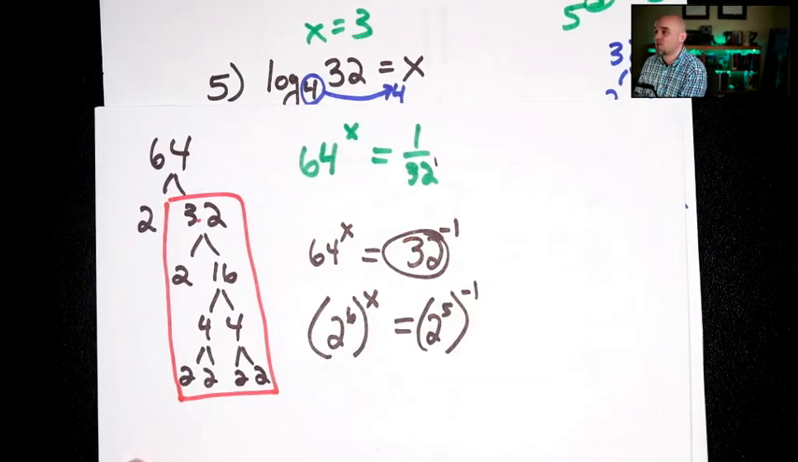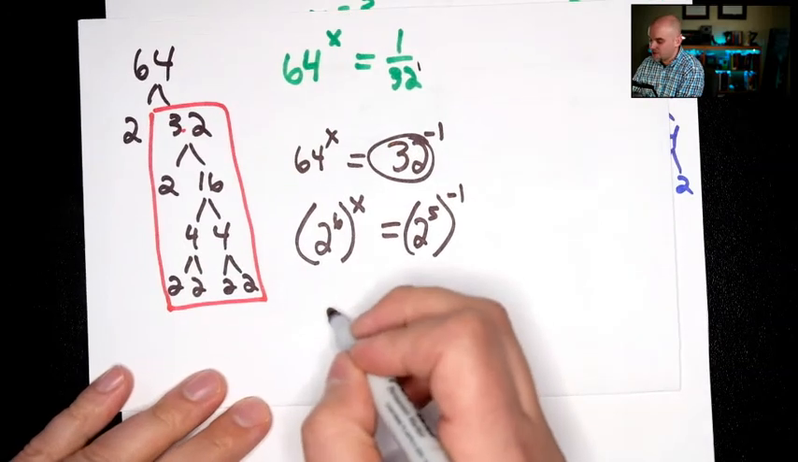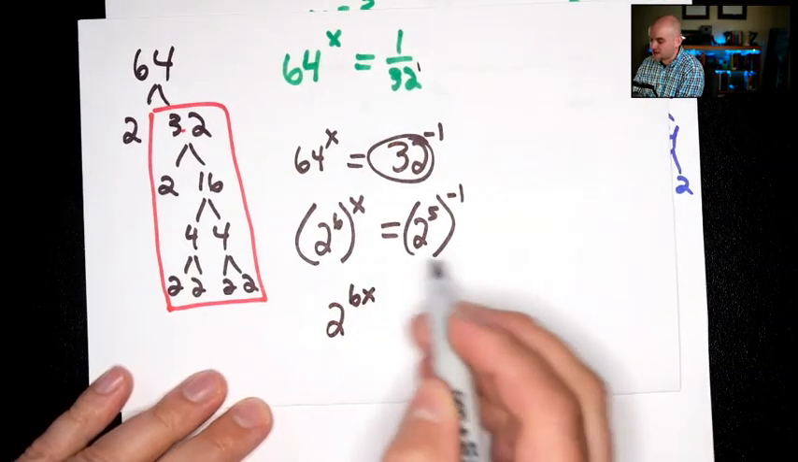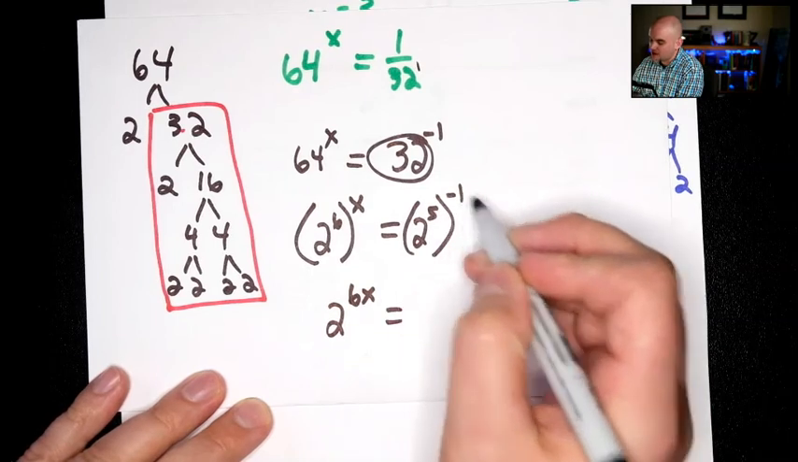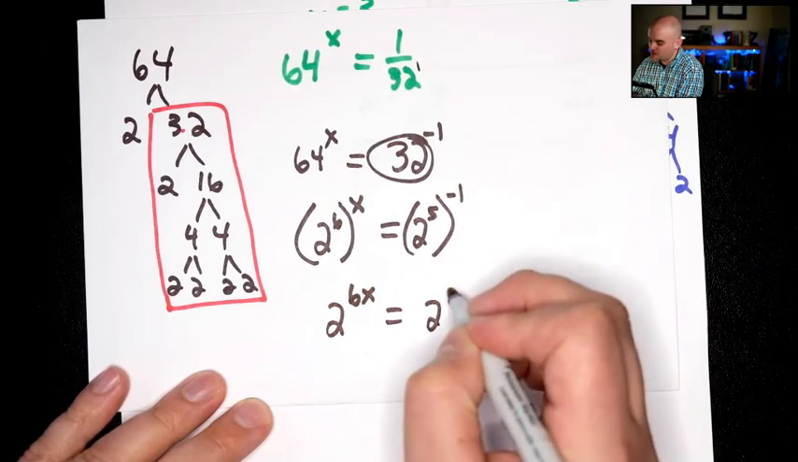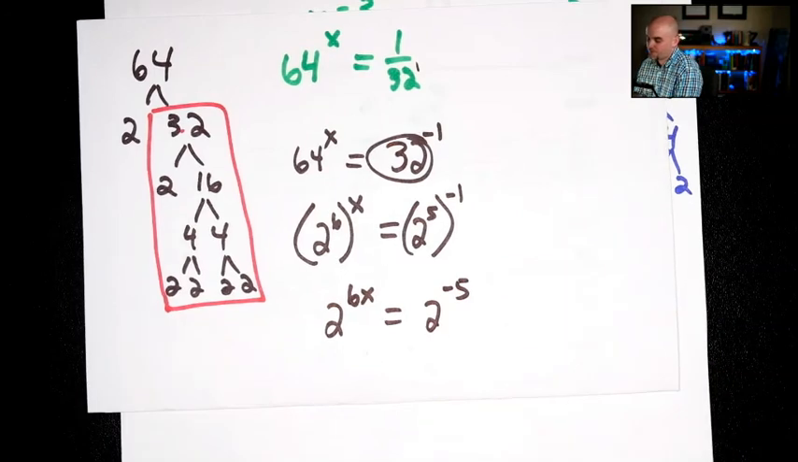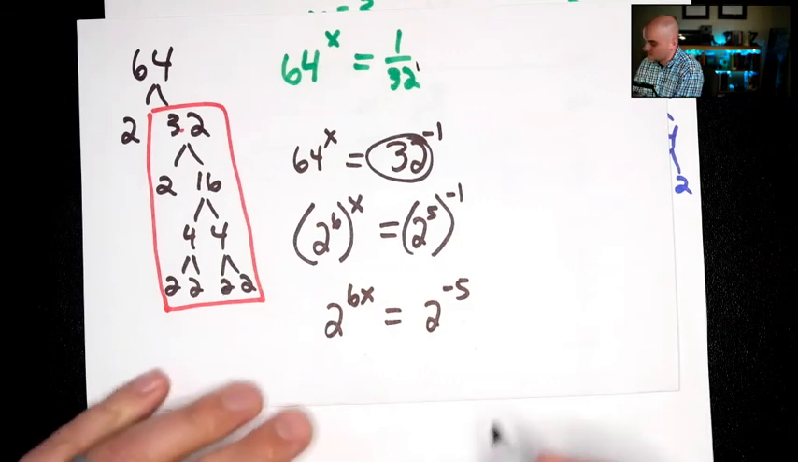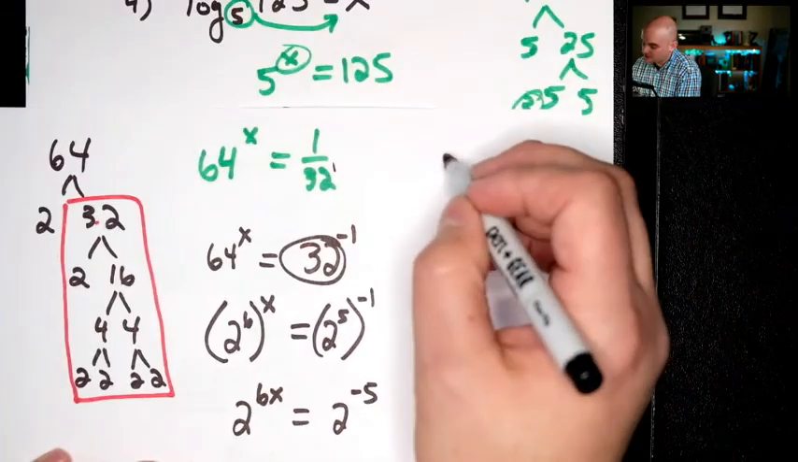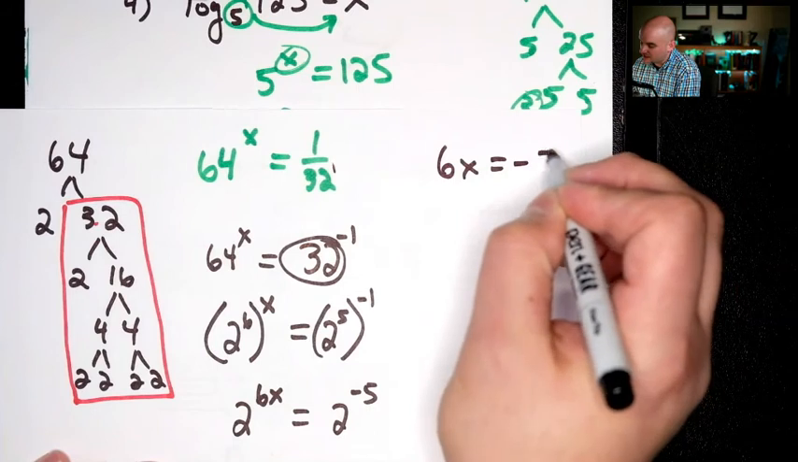And now I'm going to use that law of exponents where I've got a power raised to a power. I'm going to multiply the exponents. So this becomes 2 to the 6x because 6 times x is 6x. And that equals 5 times -1, which is -5. And now I've got these so that they are the same base. And since they're the same base raised to a power, I can set those powers equal to each other. And when I do, I get 6 times x equals -5.